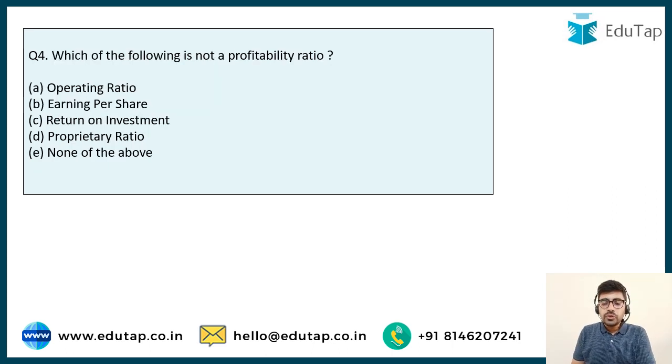Now the next question is, which of the following is not a profitability ratio? Operating ratio, earning per share, return on investment, proprietary ratio, or none of the above. So friends, we have already discussed the other three classifications of ratios. So only one is left, which is profitability ratio. So now you can easily mark the right answer by just following the elimination method.